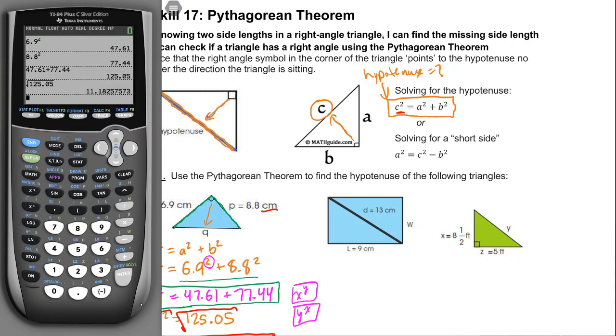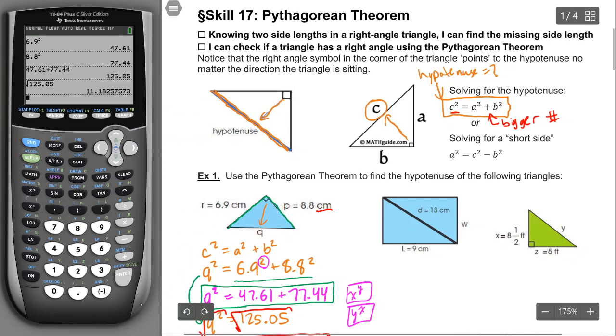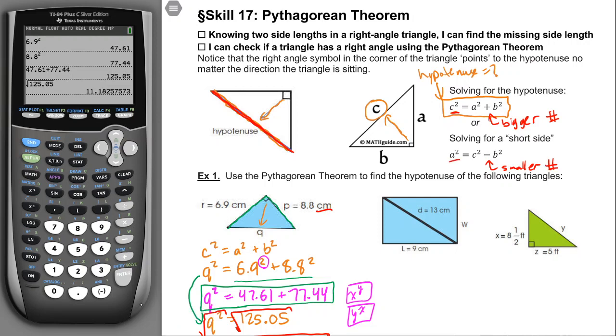If you're trying to find one of the short sides, you don't want to add, right? Adding these two things together gets you a bigger number. But if you're trying to find one of the short legs, you don't want something bigger than your hypotenuse, because the hypotenuse is always the longest side of your triangle. So if you already have the longest side of your triangle, are you going to want to add? No, you're going to want to subtract, because you want a smaller number, right? You're trying to find a short side. So when you're trying to find a short side, instead of squaring them and adding them, you square them and subtract them. And that's really the only difference.